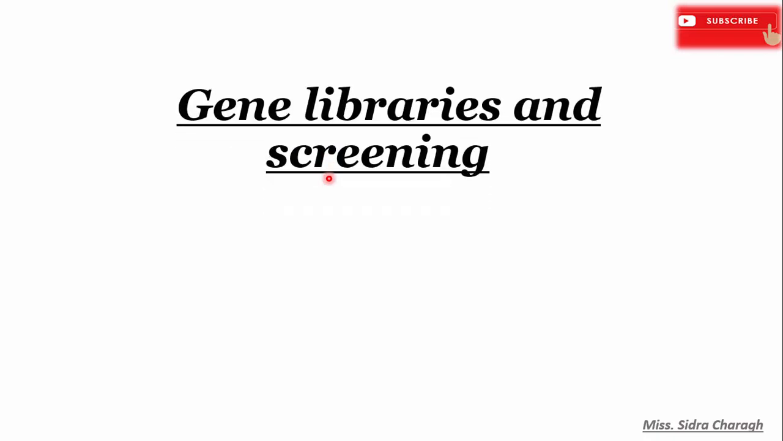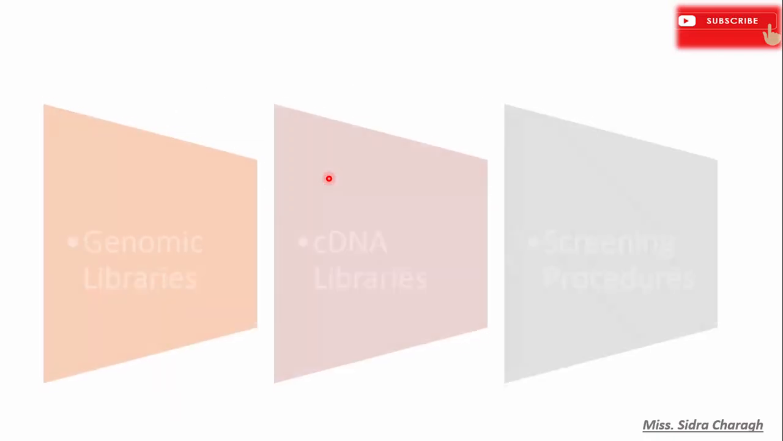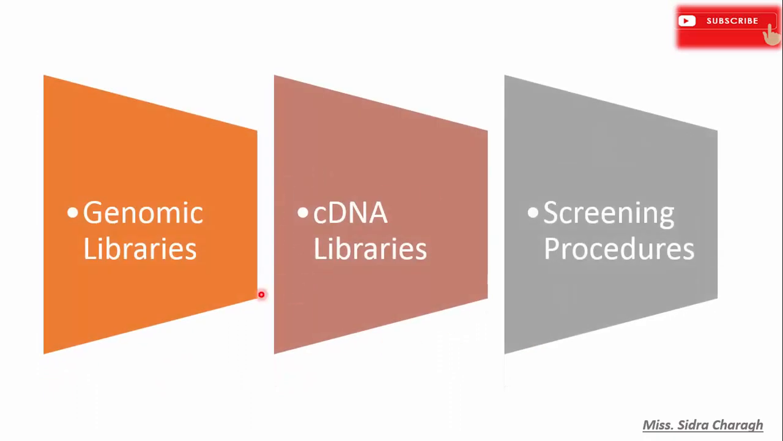In gene libraries and screening, today we will discuss cDNA libraries. In our previous lecture, we discussed how someone can construct genomic libraries. Now, today we will discuss cDNA libraries. A cDNA library is a collection of clones containing cDNA and represents the genes that are expressed within a given cell or tissue at a particular period. The advantage of a cDNA library is that it contains only the coding regions of the genome.